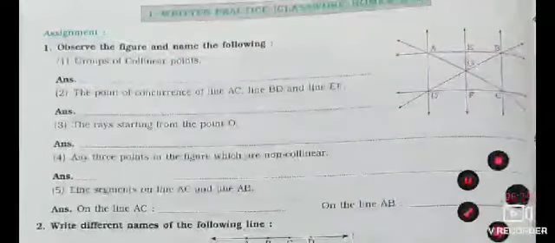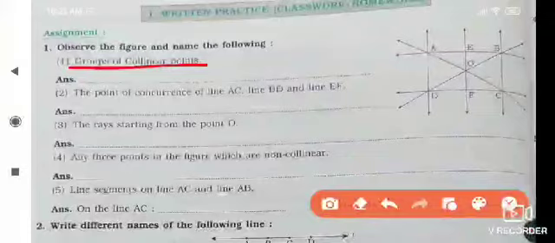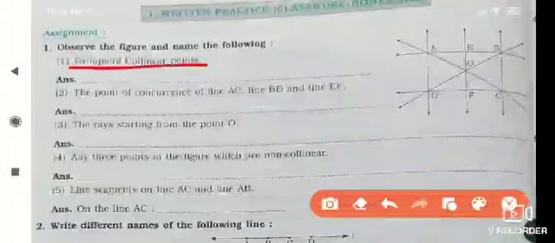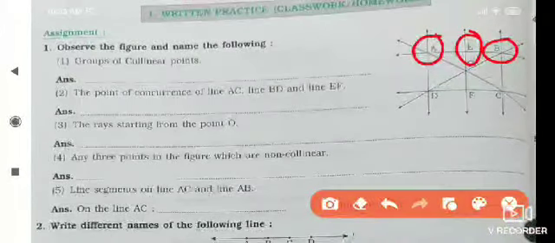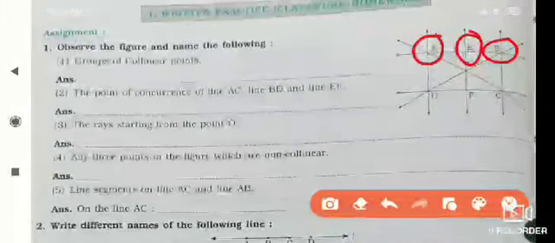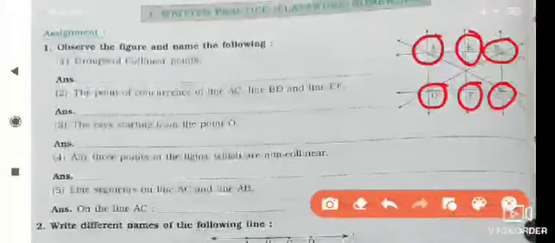First of all, the first question is the group of collinear points. Just now I told you which are the collinear points: the points which are on a straight line are called collinear points. So how to solve this? If you see the figure, you will notice which are the collinear points here. Point A, point E and point B are collinear points. With this, point D, point F and point C are also collinear points.